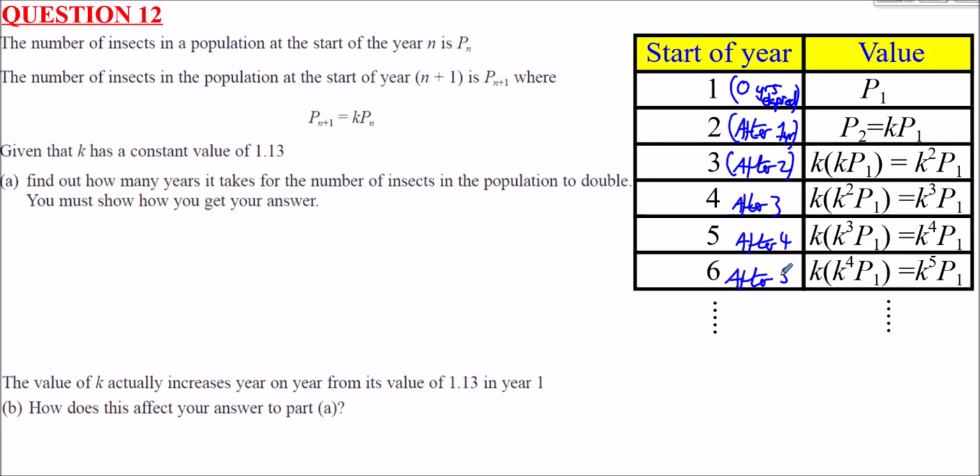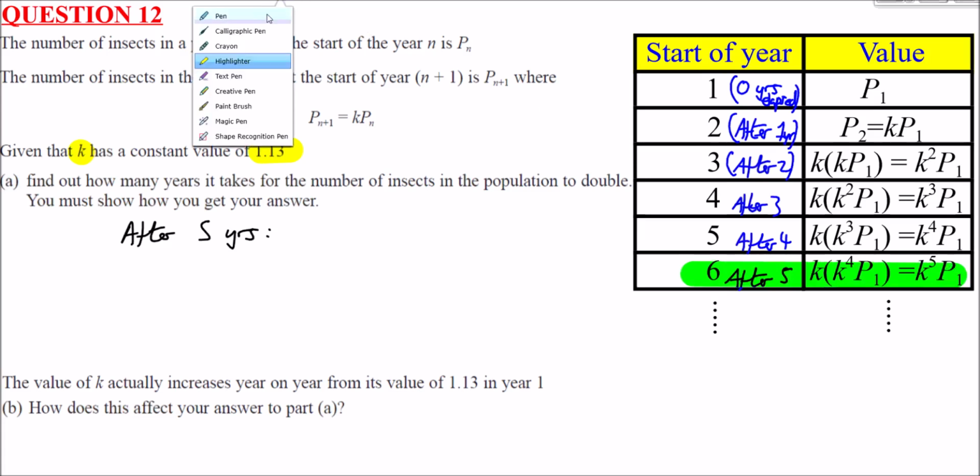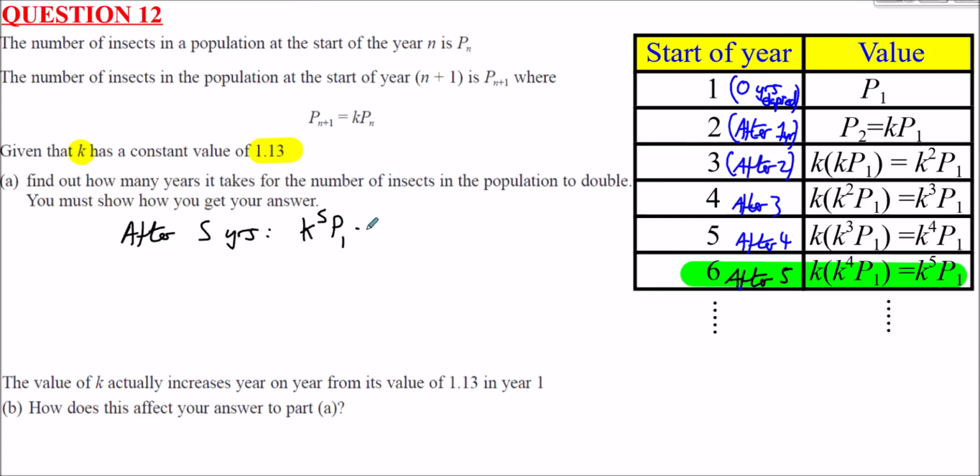So what we're wanting is for the value to have doubled. In other words, for k to some power multiplied by p1 to be at least 2 times p1. So we know that k is 1.13. So let's, for example, try after 5 years. So after 5 years, is essentially this one here. For 5 years, the value is going to be k to the power 5 p1. In other words, 1.13 to the power 5 p1.